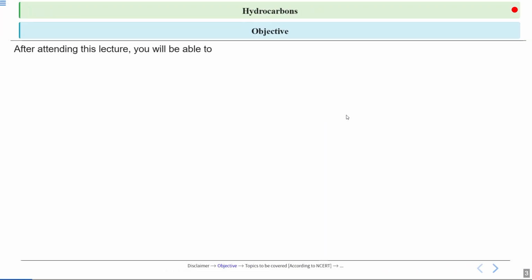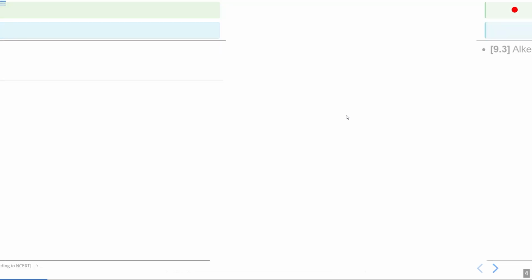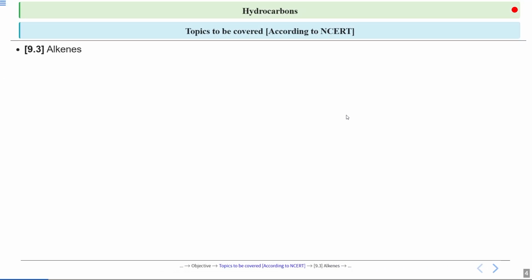The learning objective of today's class is that you will be able to understand the structure of alkenes. So we have already dealt with the reactions of alkane, with the structure of alkane, and also with the isomerism related to alkanes. Now we will treat our alkenes the same way. We will be covering section number 9.3, whose name is alkenes. After that, we will do some questions.